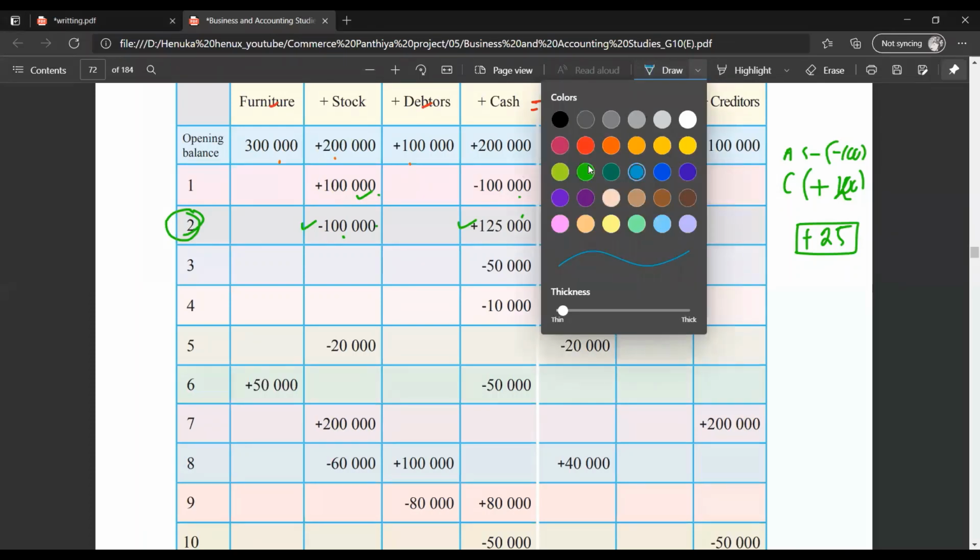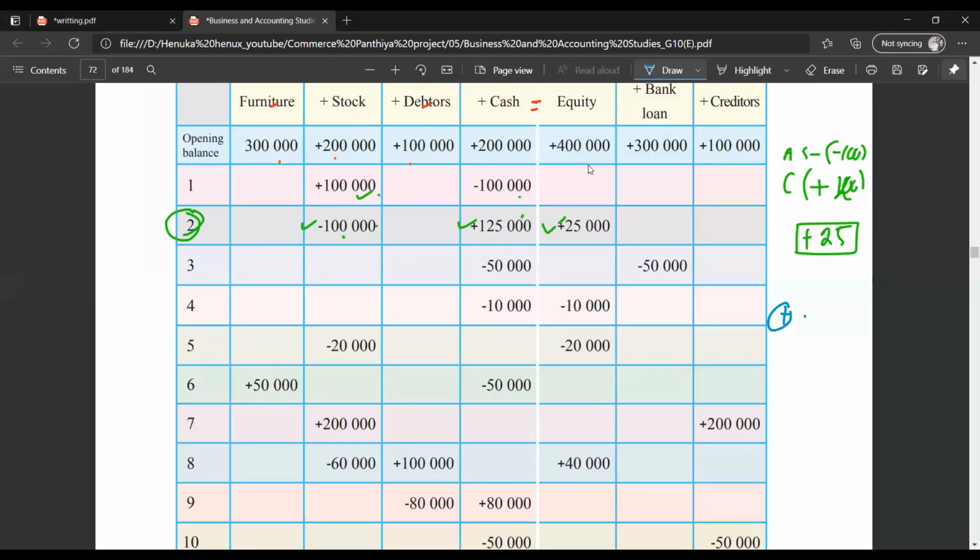Okay? So there are two main ways of increasing equity, right? So what are those? One is income, another one is by providing additional capital.